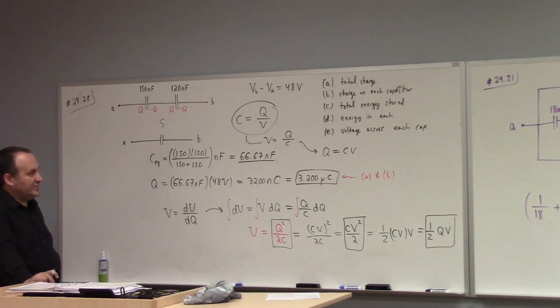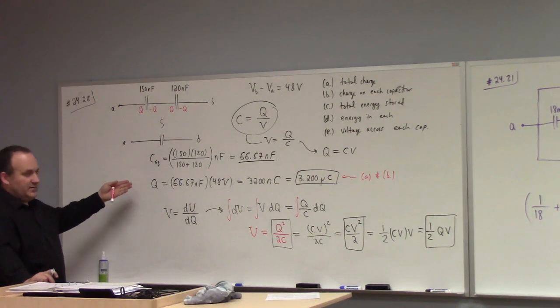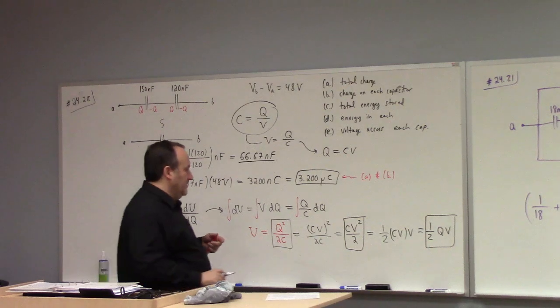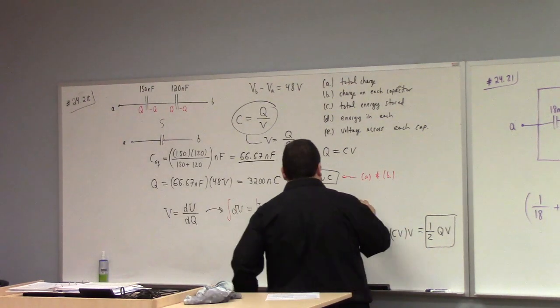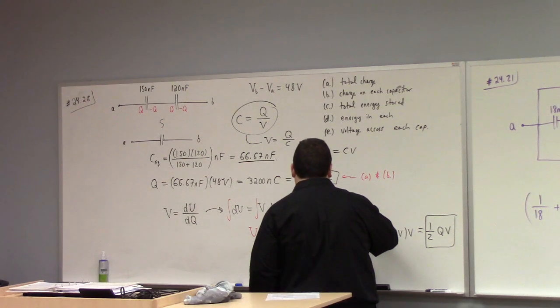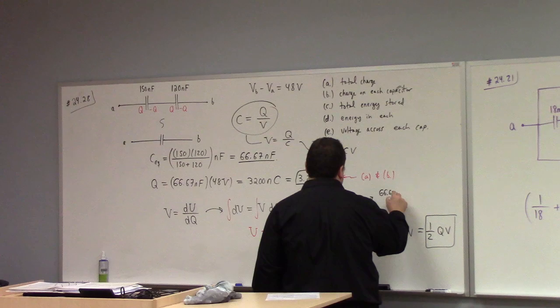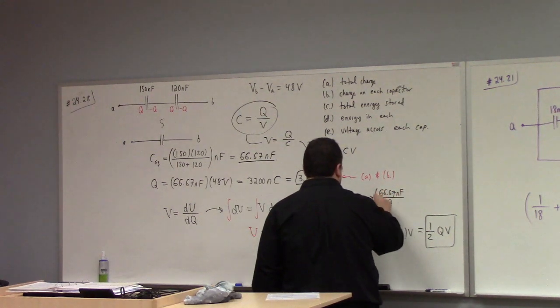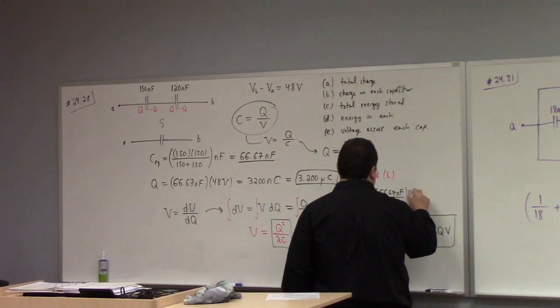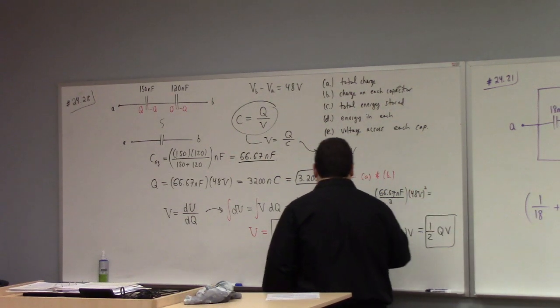So which formula should be used to answer part C? What do you think? I think I'm kind of partial to the middle one. I mean, we know Q. So if we use this one though, we'd have 66.67 nanofarads divided by 2 times 48 volts squared, whatever that works out to.